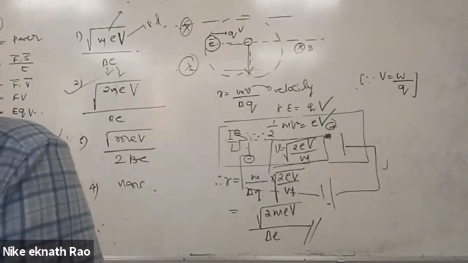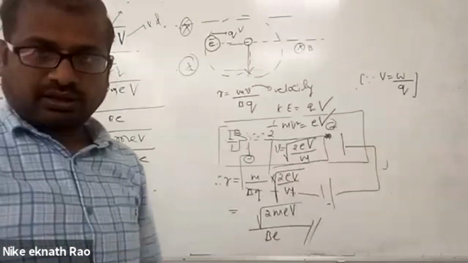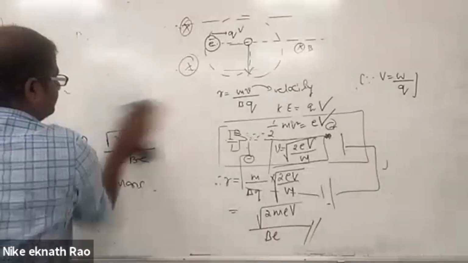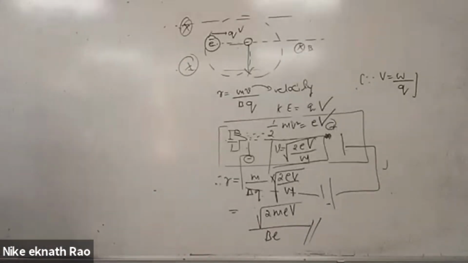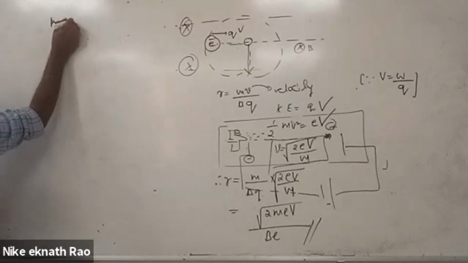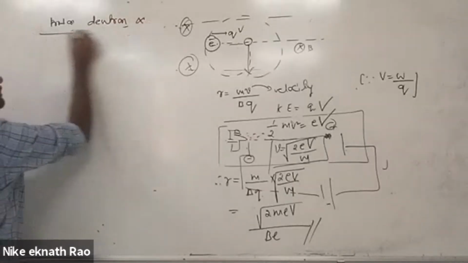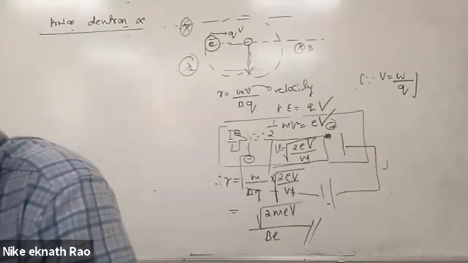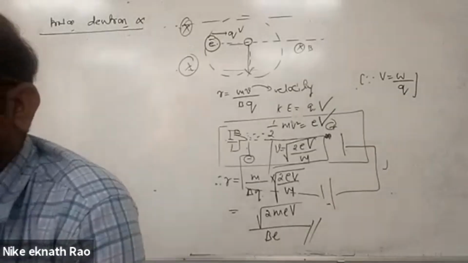A proton, a deuteron, and an alpha particle. A proton, neutron, and an alpha particle. These three are entering. Okay. A proton, a neutron, and an alpha particle accelerated through the same potential difference.